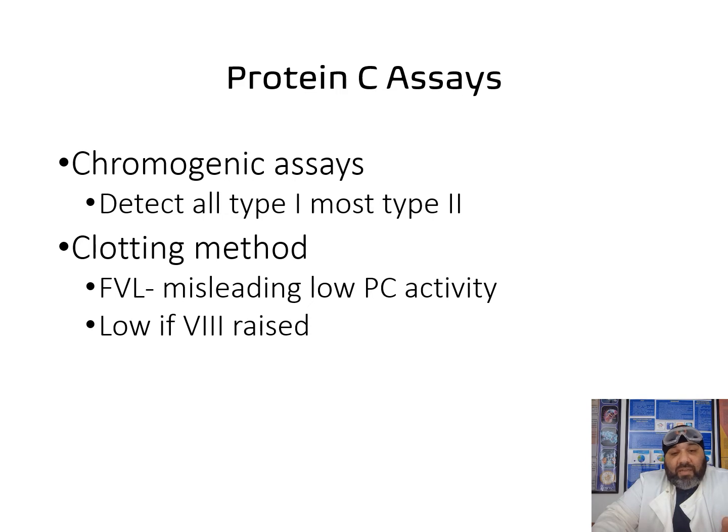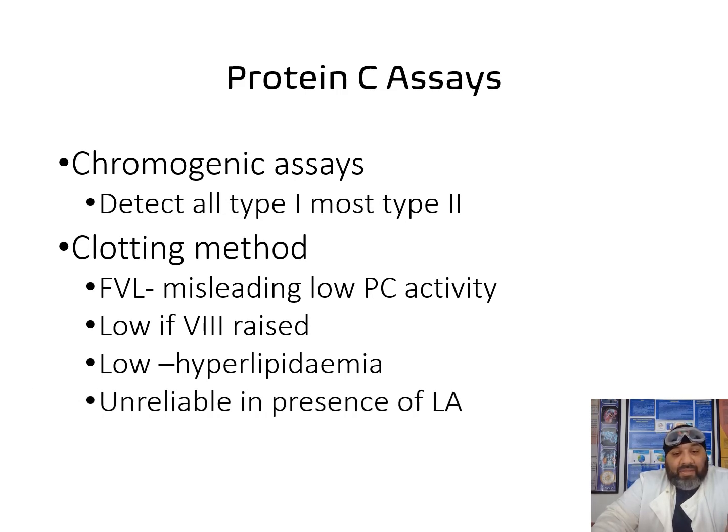Where protein C is evident, it can be low if factor 8, the clotting factor 8, is raised. There can also be evidence of hyperlipidemia, but it can potentially be low. And then protein C assays are pretty much unreliable in the presence of lupus anticoagulant as well.